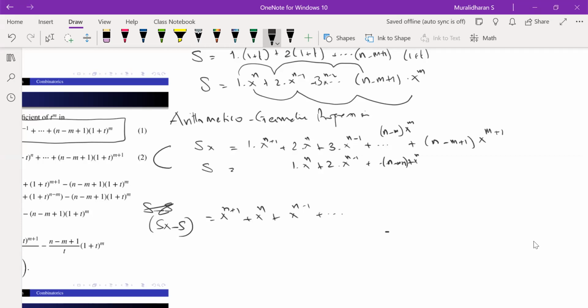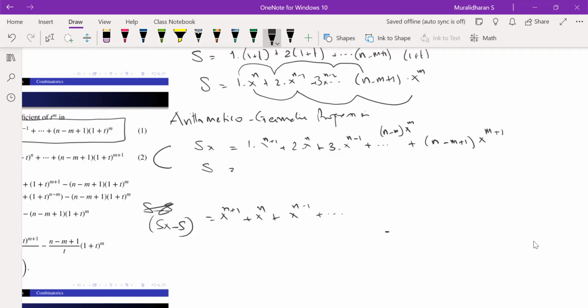So if I multiply by x, s minus sx is like this. And the last one is n minus m plus 1 into x power m. The previous term was n minus m into x power m minus x power m. What I'm saying, one second. There is one mistake.